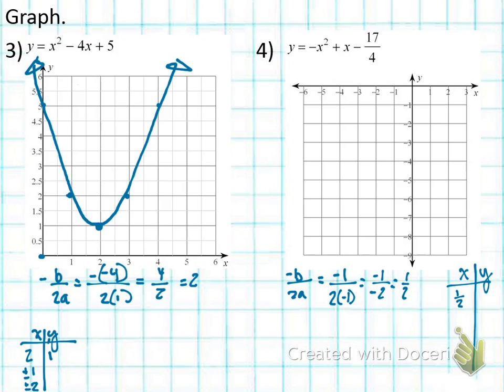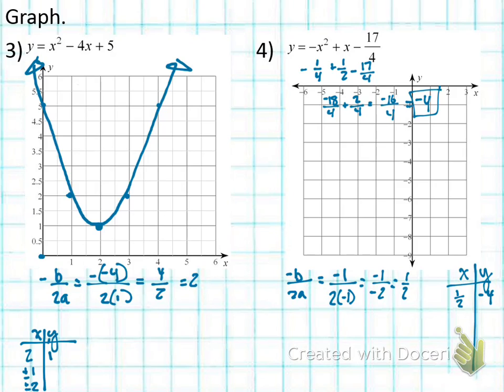vertex, okay? So let's put in 1/2 into our original equation. 1/2 squared is 1/4, but there's a negative sign there. Then we have plus x, which is just 1/2, minus 17 fourths. I know that negative 1/4 minus 17 fourths is negative 18 fourths plus 1/2. I know 1/2 is like saying 2 fourths, okay? So it's like saying negative 16 fourths, which is equal to what? Negative 4. So our vertex is going to be at 1/2, negative 4.